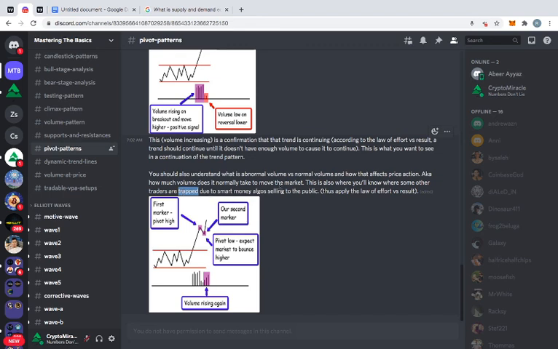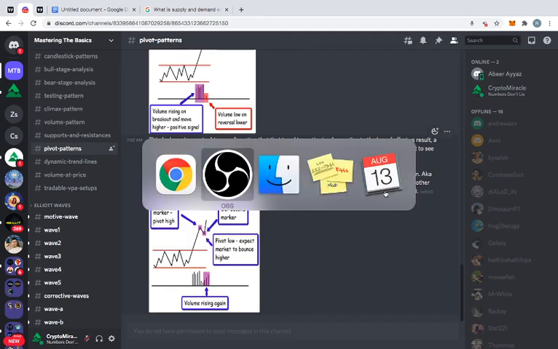So due to smart money algos selling to the public. This applies to the law of effort versus result. When there's no more effort, there cannot be any more result. The result is the uptrend or continuation. The effort is the volume. So that's it for this one here.